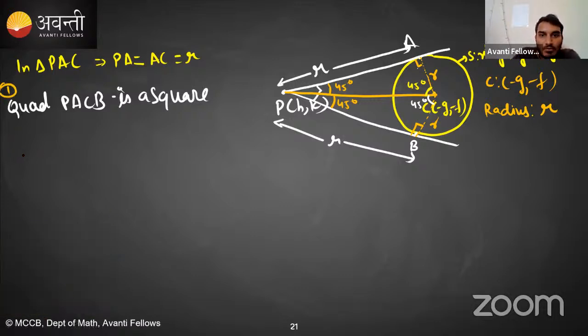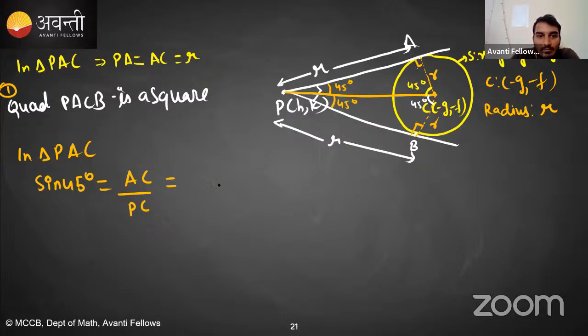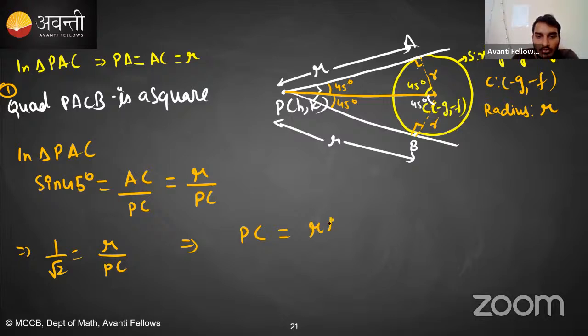Now we have to find the locus. Okay. So how do we find the locus? In triangle PAC, what is sine 45 degrees? Sine 45 degrees is perpendicular upon hypotenuse, which is PC. What is AC? AC is nothing but the radius only. So R upon PC, right? So it implies 1 by root 2 is equal to R upon PC. So from here what do we find? That PC is equal to R root 2. So PC square is equal to 2R square. Is this clear? So now we found that the distance PC square is 2 times R square.